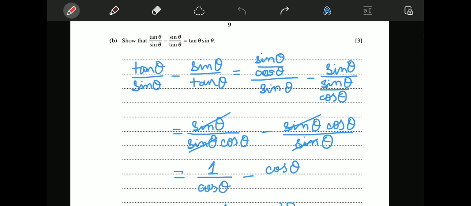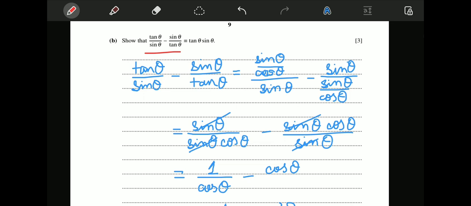Now they say that there is an identity: tan theta over sin theta minus sin theta over tan theta is equivalent to, or identity, tan theta sin theta. So we have to show that. We are using the left hand side, and we have to transform this into tan theta sin theta.